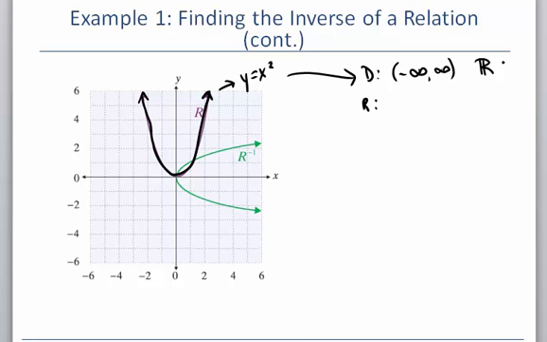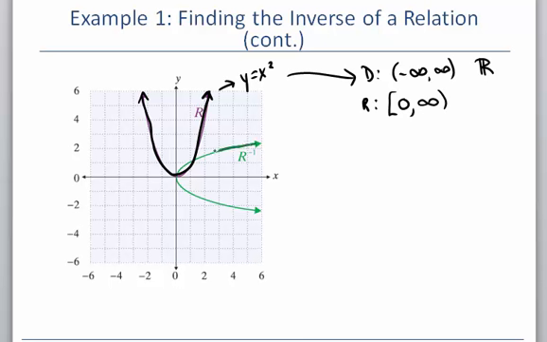What about the range? We know that the range goes down as low as 0, but no lower. And then it continues up to infinity. And so our range goes from 0, including 0, to infinity.